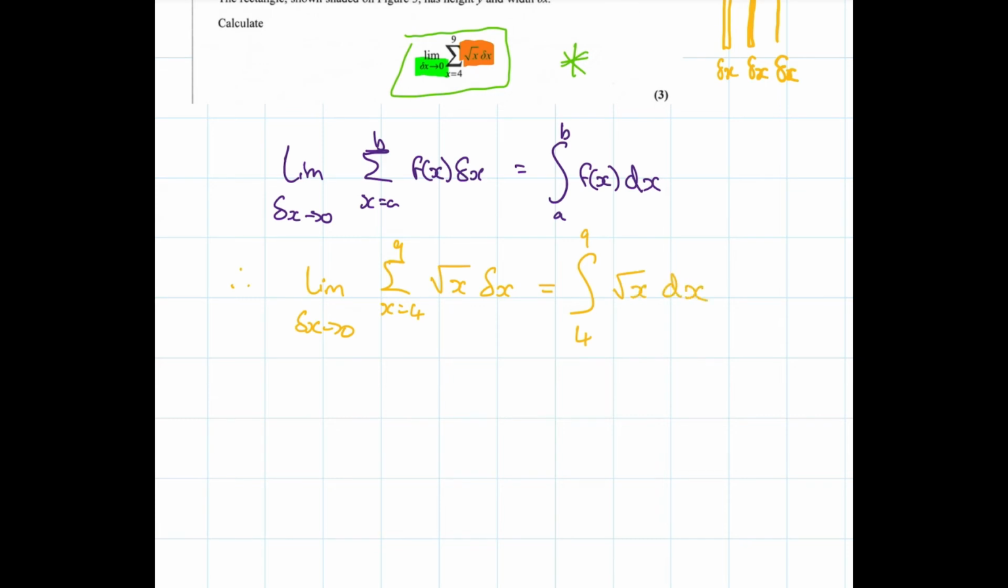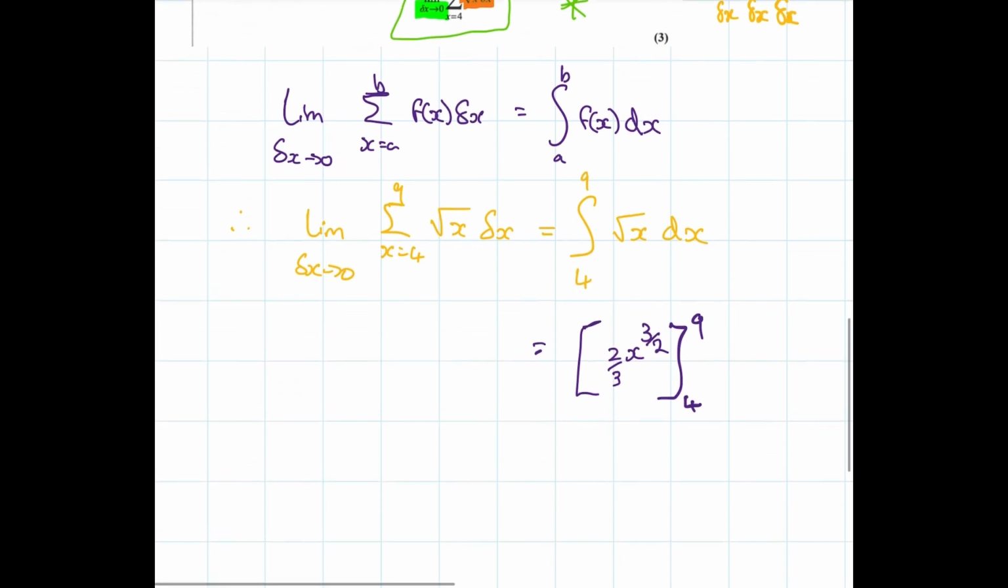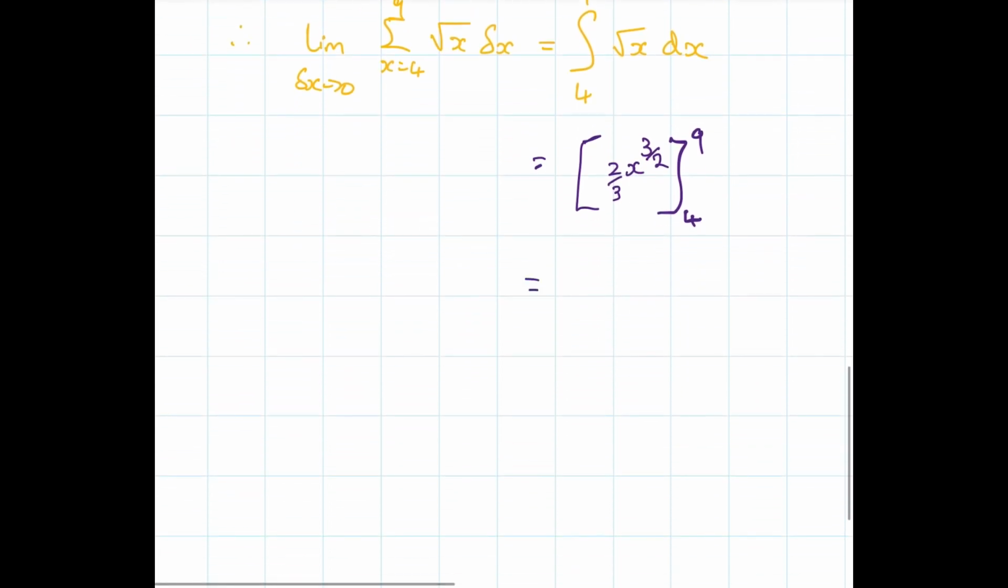Okay, so let's just work through that. Well, the square root of x is just x to the half. So integrating that is going to give us x to the 3 over 2, and we need to divide by this, so in other words, we're timesing by 2/3, and we're evaluating between 4 and 9. Okay, so putting this together, we're going to get 2/3, and then in square brackets, 9 to the 3 over 2, take away 4 to the 3 over 2.